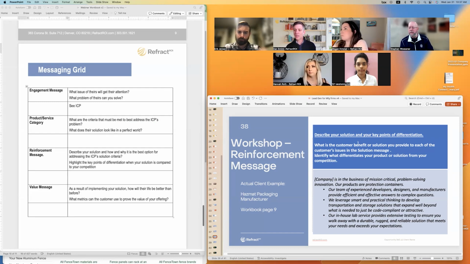Okay, so we recognize what they're looking for, and then we show them how our solution is different because of the way that we design it. We leverage that thinking to develop very specific types of transportation and storage solutions that go beyond what they're looking for. And we provide extensive testing so that they can be confident in what the solution provides. Those are the differentiators for the solution that we provide that meets their needs and is different from their competition.